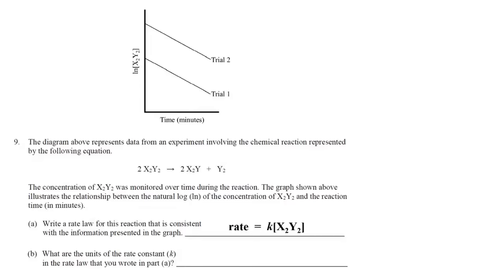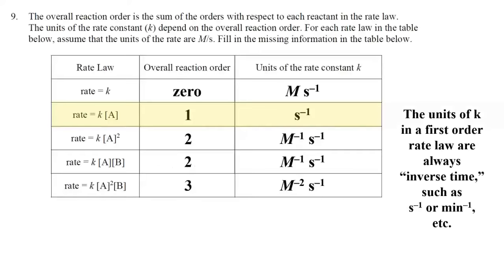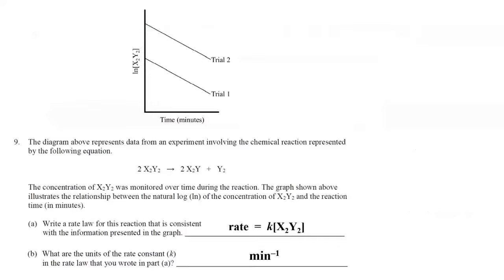In part B, it asks, what are the units of the rate constant k in the rate law that you wrote in part A? Remember that you can have a rate law with a variety of different orders, 0, 1, 2, and 3, and the units of the rate constant are variable depending on the overall order in the rate law. So when you have a first order rate law, the units of k are always inverse time, such as inverse seconds or inverse minutes, etc. So because we have minutes on the x-axis, that means that the units of this first order rate constant are going to be inverse minutes.